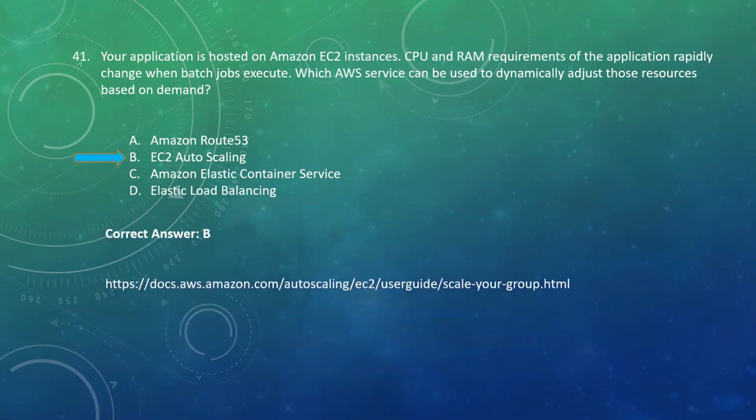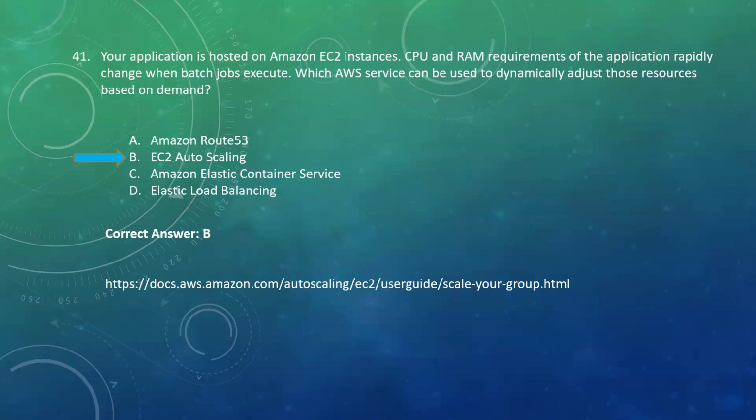So the right answer is option B, EC2 Auto Scaling. Amazon EC2 Auto Scaling helps you maintain application availability and lets you automatically add or remove EC2 instances using scaling policies that you define. Dynamic or predictive scaling policies let you add or remove EC2 instance capacity to service established or real-time demand patterns.